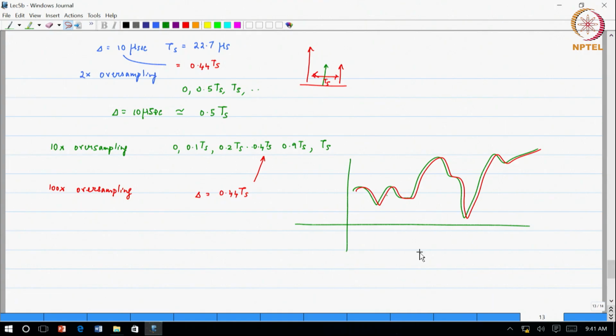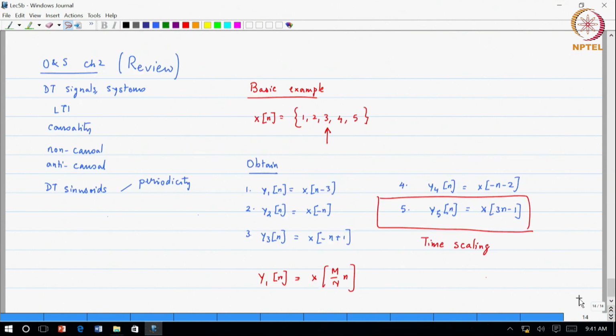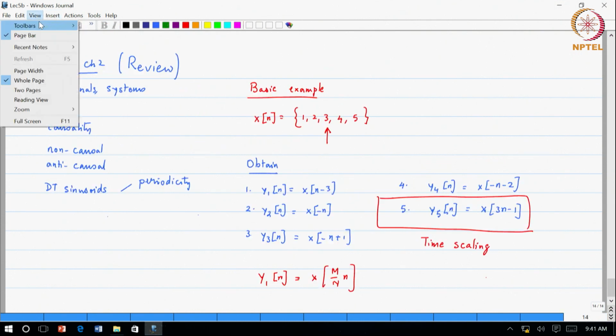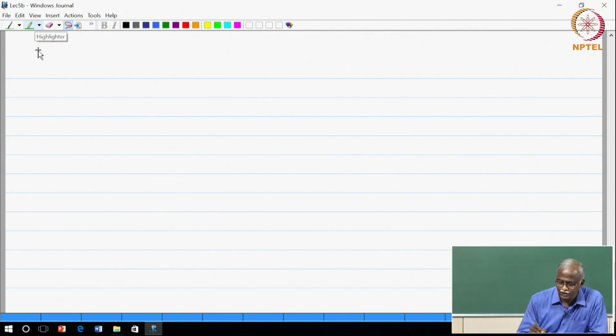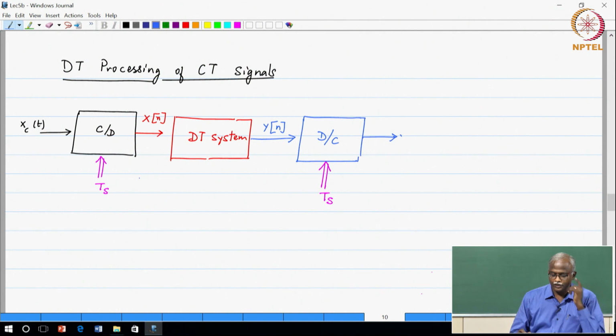Okay, so this more or less leads us to the key part of today's lecture, which is the discrete time processing of continuous time signals. This is the first of the two components. The other one will be the continuous time processing of discrete time signals.